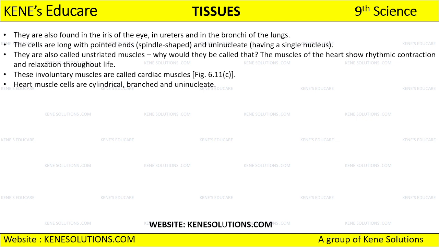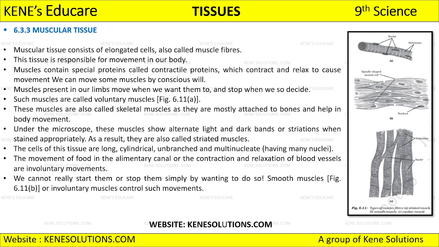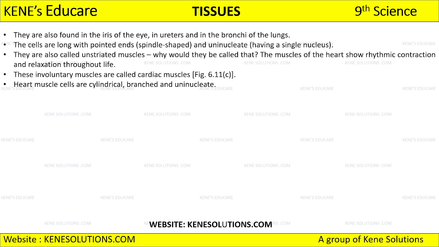Now, these muscular tissues are also found in the iris of the eye, in the uterus, and in the bronchi of the lung. Here, all the cells are long with pointed ends. They are spindle shaped and uninucleated. Uninucleated means they have only one nucleus present in them. We also call them unstriated muscles.